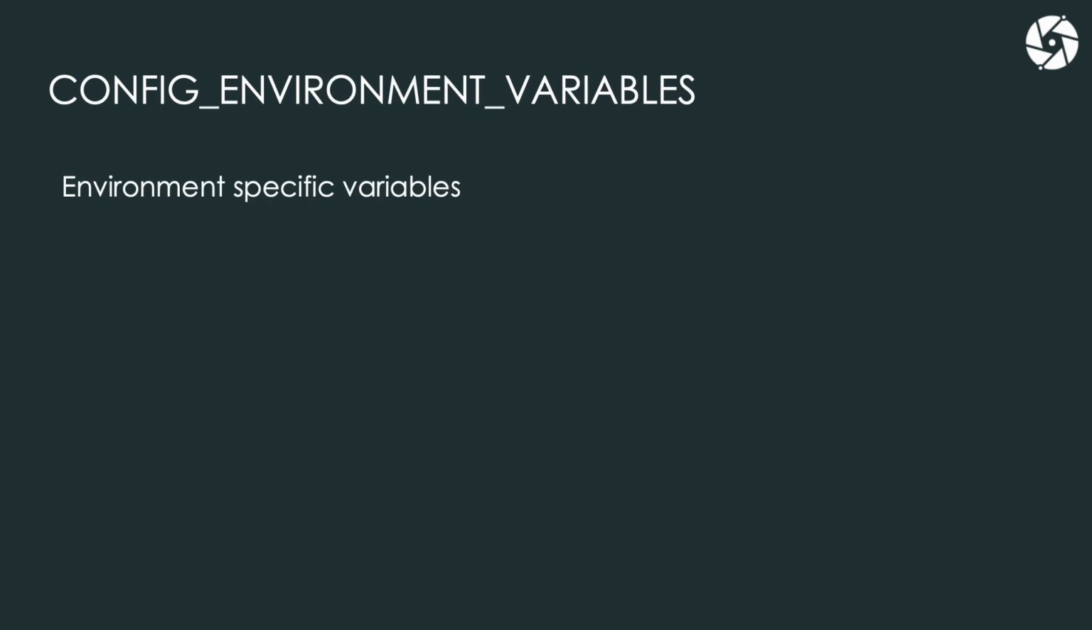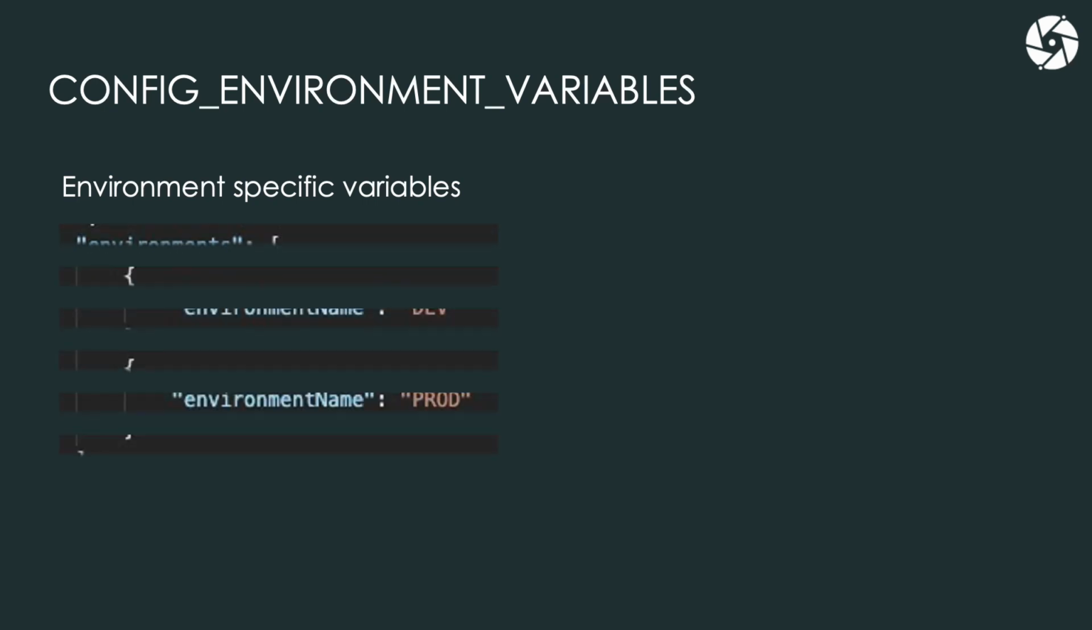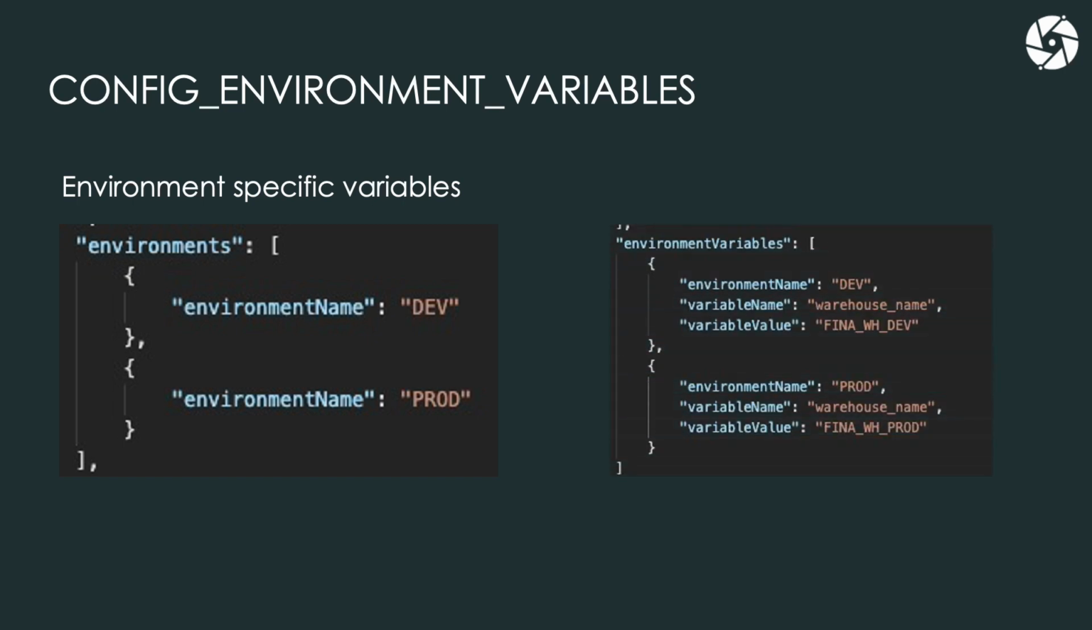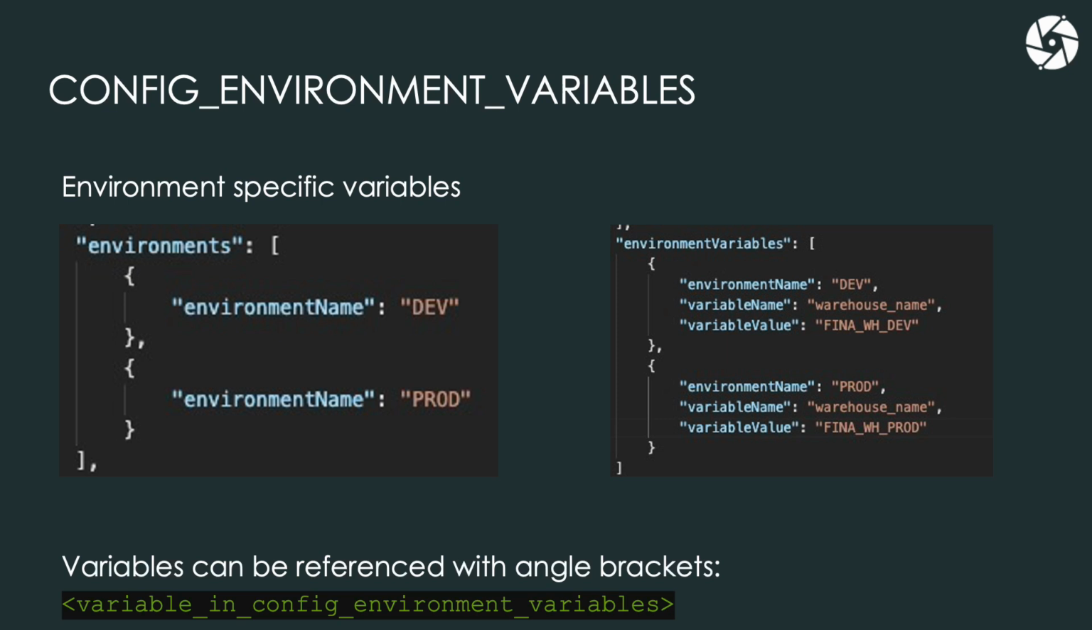Config environment variables is a package that is used to configure environment-specific variables. The settings are managed inside the JSON array block named environments, and the names can be defined there. Environment variables configurations are managed inside the JSON array block named environment variables, and variable name and value need to be assigned. Variables in Agile Data Engine can be referenced with angle brackets.